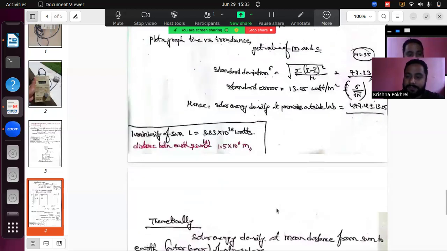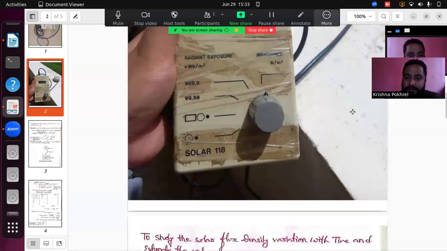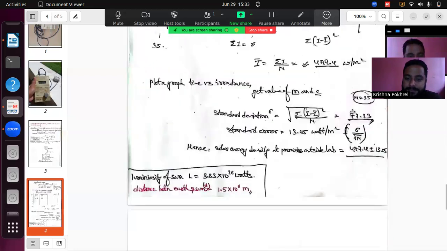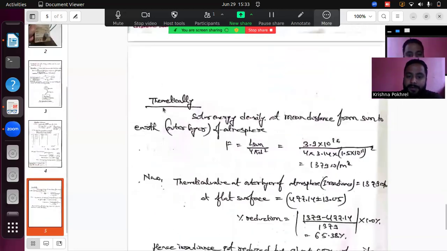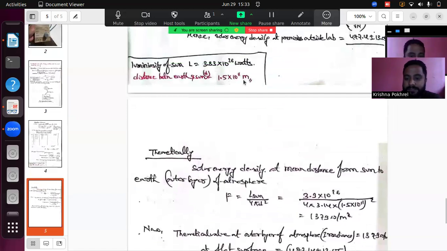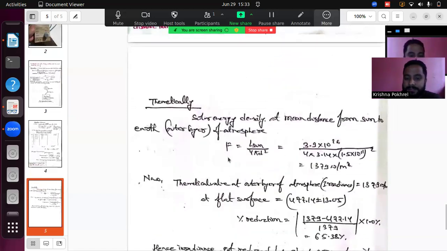Now, this is our experimental data on the surface of Earth, because the pyranometer is kept on the surface of Earth. After that, we know the luminosity of the sun is 3.83 times 10 to the power 26 watt, and the distance between Earth and Sun is 1.5 times 10 to the power 11 meter. Now the theoretical value of solar irradiance is the luminosity of the sun divided by 4 pi d square, where d is the distance between Earth and Sun. That gives the irradiance of 1379 watt per meter square.